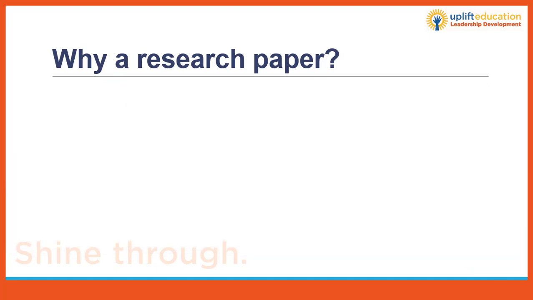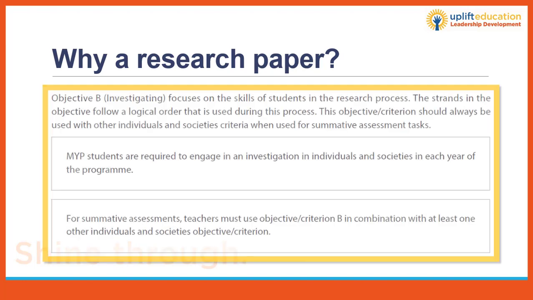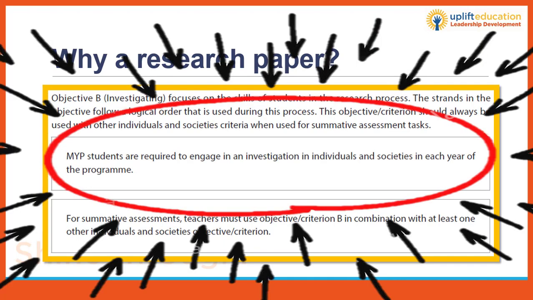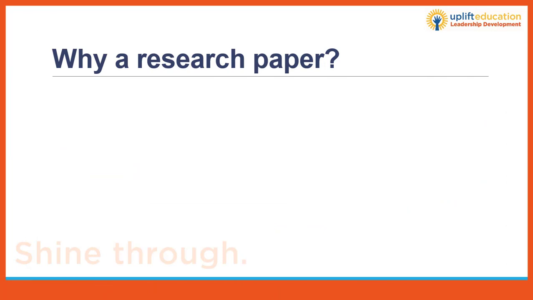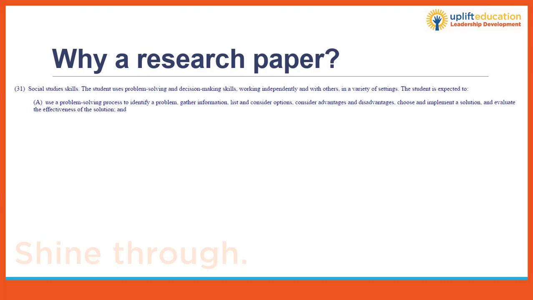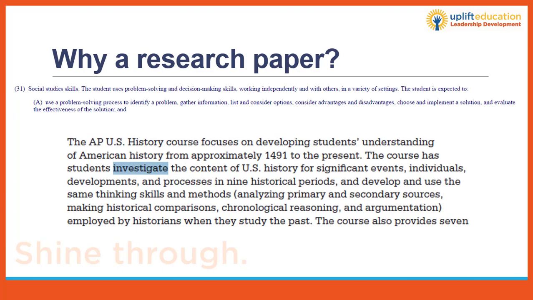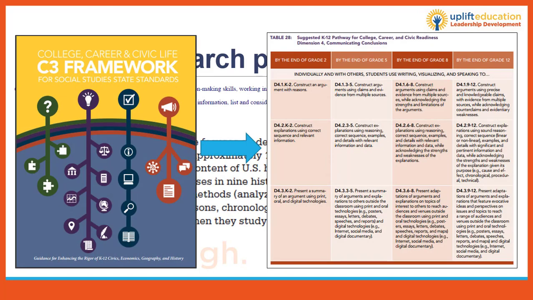To reflect inquiry and investigation as major priorities, the MYP requires a full investigation in each year of individuals and societies, graded using criterion B and one other criterion. In fact, no matter where you look, research is crucial to our content. In the TEKS, in AP course guides, and in the Framework for Social Studies Standards developed by the National Council for the Social Studies, which has kids as young as 5th grade constructing arguments from evidence and presenting them in writing.